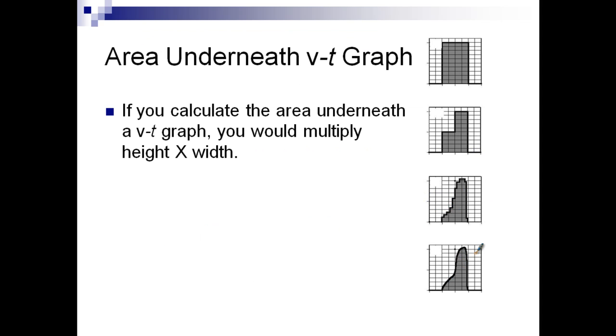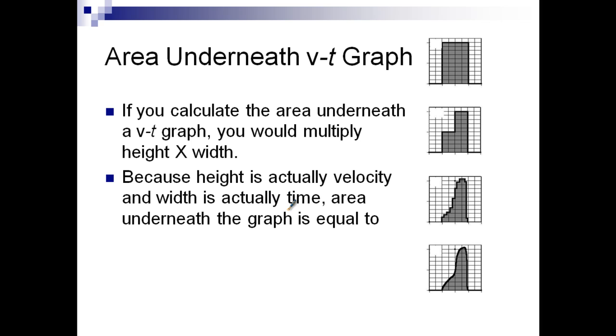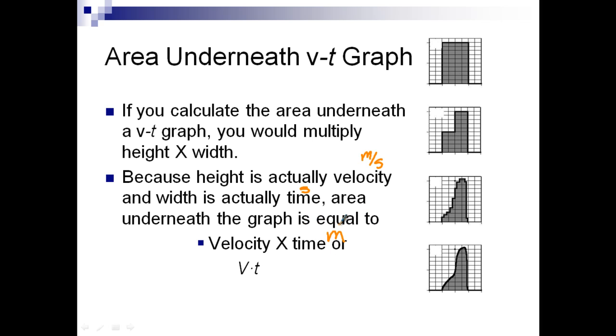And area under a VT graph. If you calculate the area underneath a velocity versus time graph, you'll multiply the height times the width. Because height is actually velocity and width is actually time. So velocity is meters per second, times seconds. You multiply meters per second times seconds, you get meters. And therefore, it's equal to velocity, time. Forget that for right now.